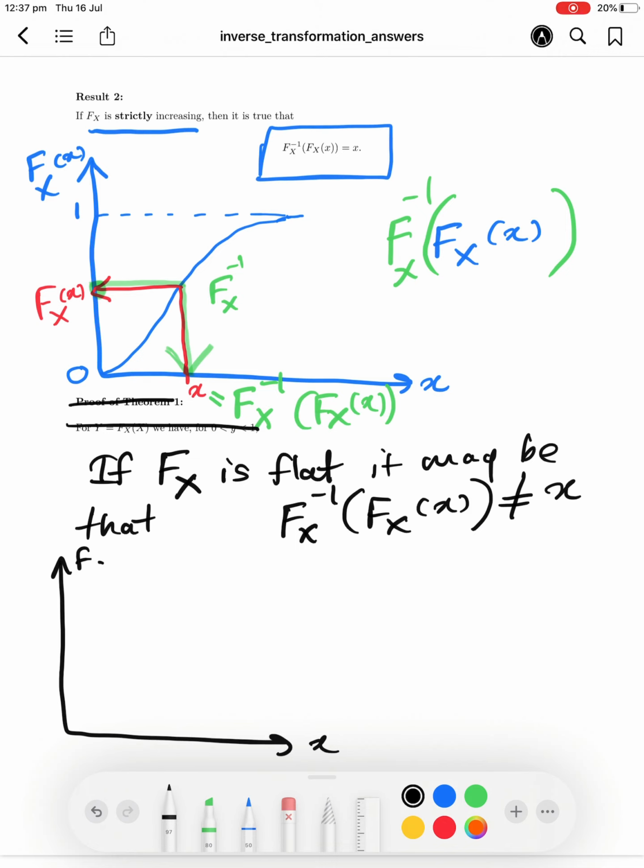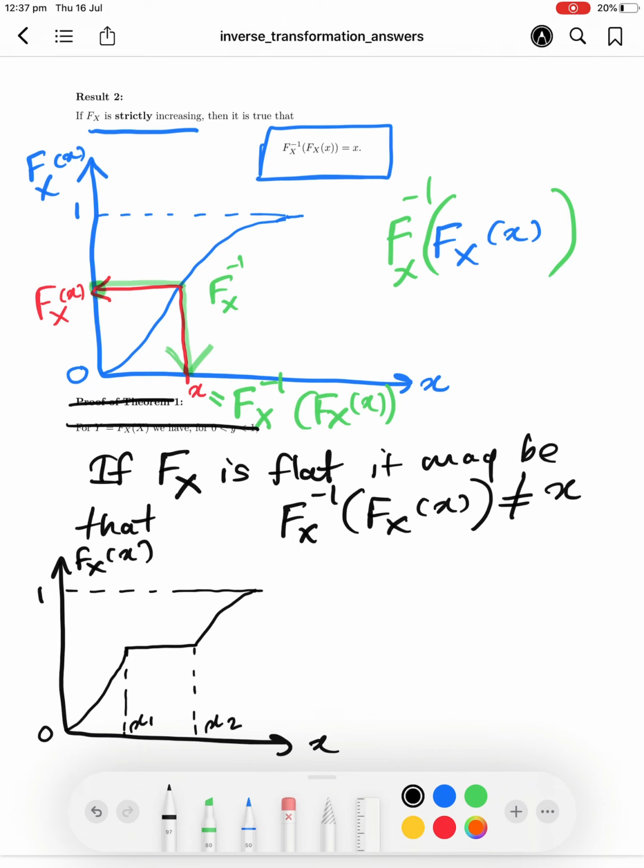You have x and here CDF. Up to this point increasing, then constant, again increasing. Maximum is 1 and here 0. This point is x1, this point is x2.